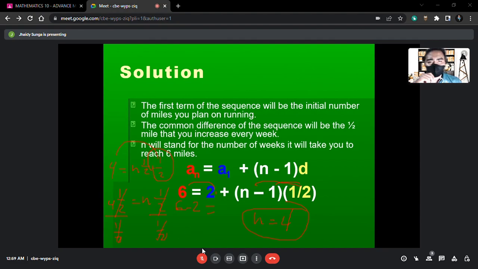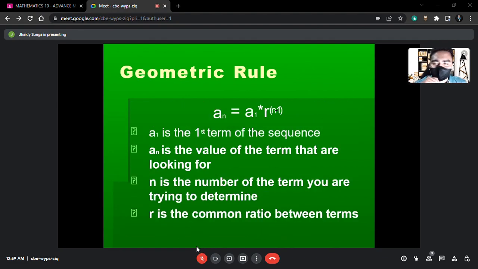So in here, geometric rule. We have the formula, take down notes: a sub n is equal to a sub 1 times the ratio. That's the one that I showed you a while ago, the one I said you will see further. So a sub n is equal to a sub 1, the first term, then the ratio, you already know that one, then the n that we are finding. That's it.